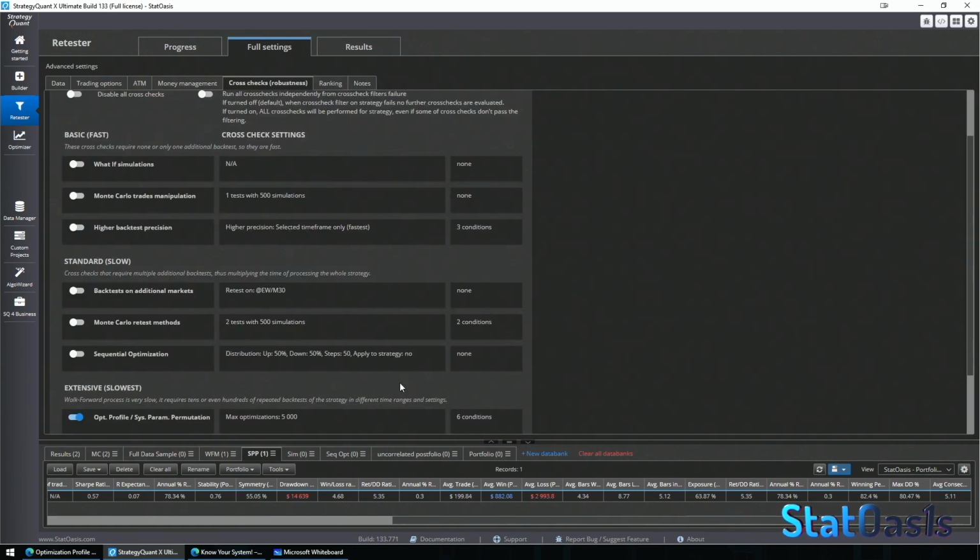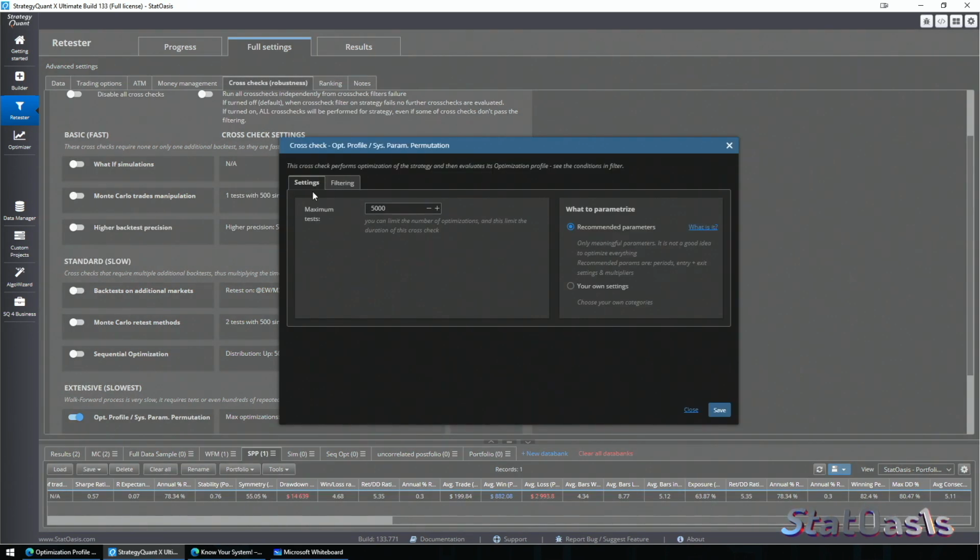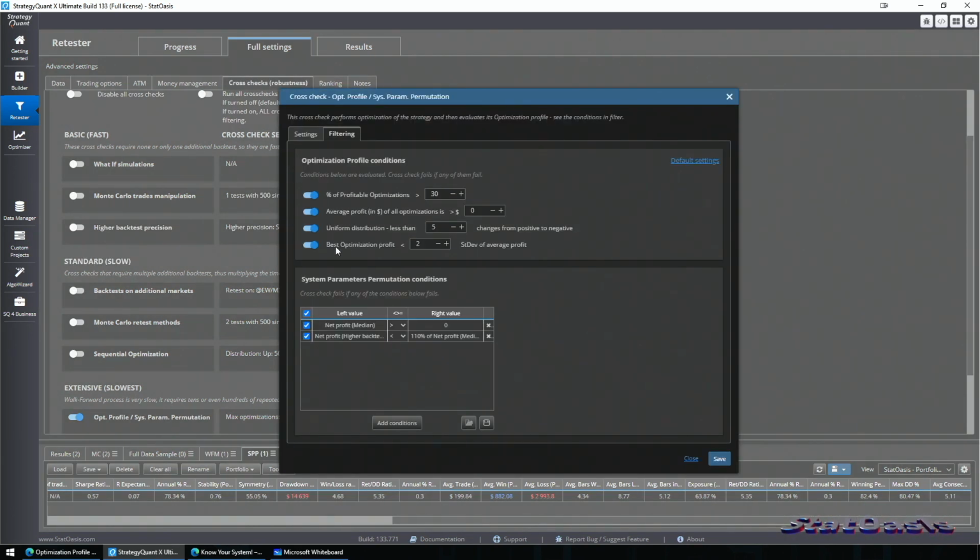Also, we have the other filters which are built in, which is the best optimization profit is lower than 2 standard deviation of the average profit. Now, of course, I love to have the median instead of the average because the whole paper is based on median. So I don't know why SQX built it on the average, but anyway, it's there. But we can build our own here.